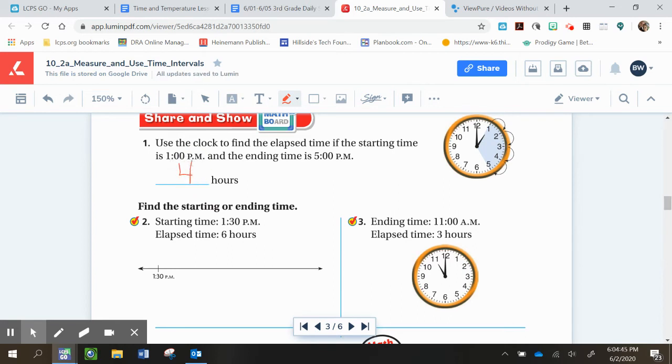If a starting time is at 1:30 p.m. and the elapsed time is 6 hours, we're going to do 6 hops. 1, 2, 3, 4, 5, 6. Oops. This is our ending time. You can count those.